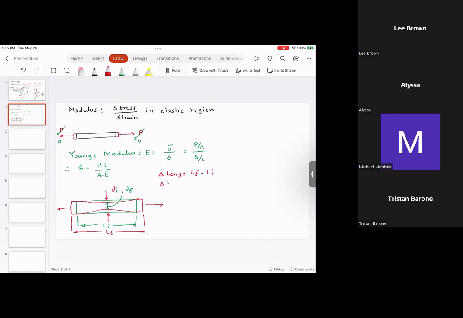Delta lateral is going to be, again, it totally depends upon how you define delta. If you want to define the delta as final minus initial, I'm going to define this here as df minus di. But please understand, since the final dimension is greater than the initial dimension, this longitudinal value will be positive.